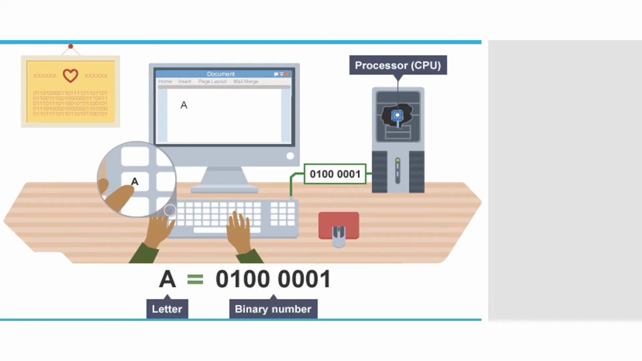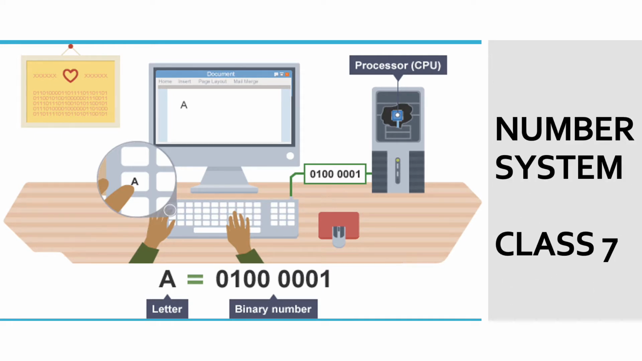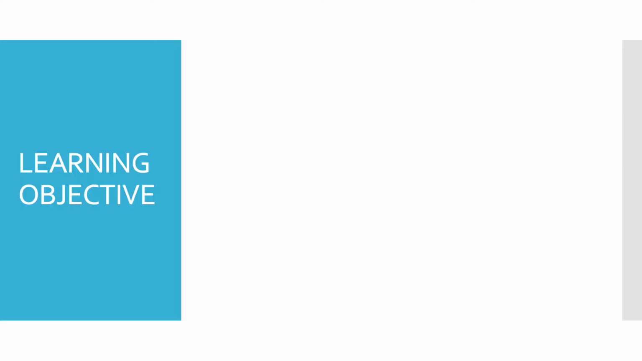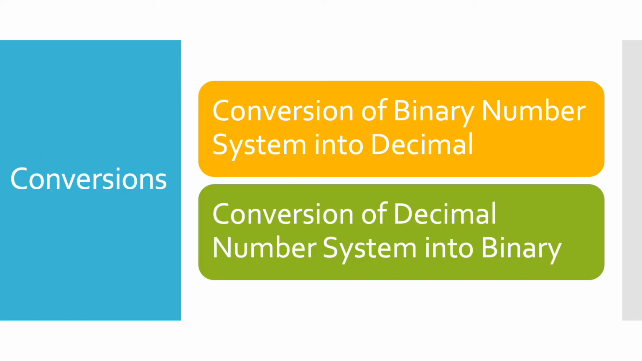So today I have come up with a new video that covers the conversions and computer arithmetic part of the lesson number system for class 7. Two main topics that I'm going to explain through my video are number 1, conversions, and number 2, computer arithmetic. By now, we have understood that computer only understands binary number system, so it is necessary for all the decimal numbers to be converted into binary number.